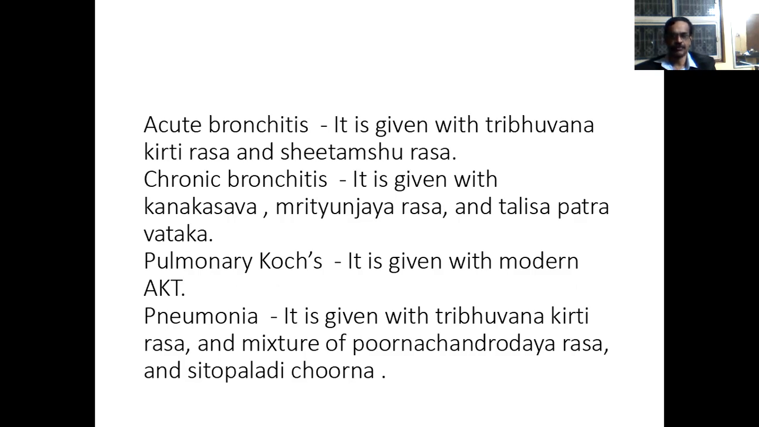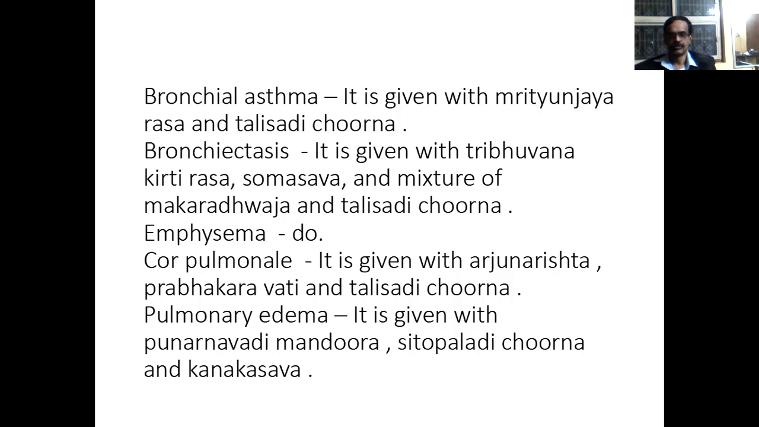In pulmonary coughs, it is given with proper antitubercular treatment. And in pneumonia, with proper antibiotic coverage, it is given with the Tribhuvankirti rasa and a mixture of Purnachandrodaya rasa and Sitopaladi churna. In bronchial asthma, it is given with Mrityunjaya rasa and Talisadi churna. In bronchiectasis, it is given with the Tribhuvankirti rasa, Shwasakuthara rasa, and a mixture of Makaradhwaja and Talisadi churna. In emphysema, similar medicine. In cor pulmonale, it is given with the Arjunarishta, Prabhakara vati, and Talisadi churna. In pulmonary edema, it is given with the Punarnavadi mandura, Talisadi churna, and Kanakasava.